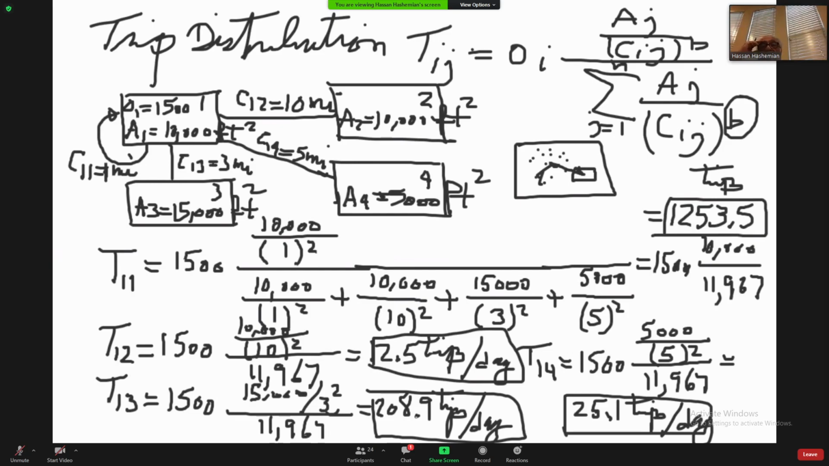So we distributed the 1,500 trips among the 4 zones, or 4 shopping centers. If I add these together, what do I get? You should get the 1,500. So when you add them up together, you should have about 1,500. So we use the gravity model to distribute the trips. That's how we do it. Any question on this?